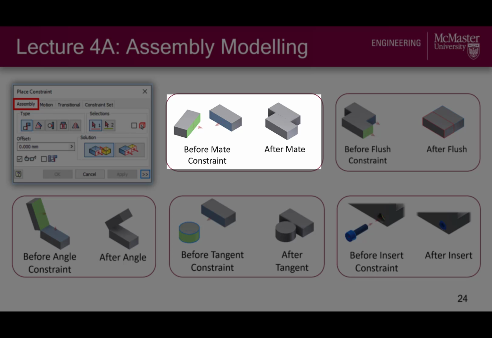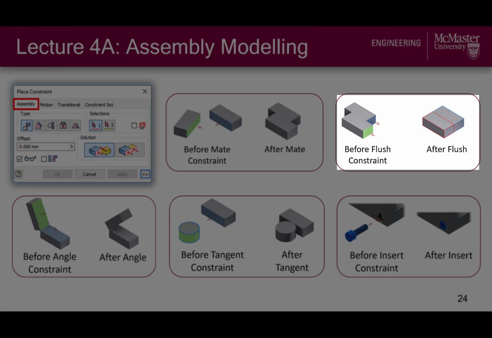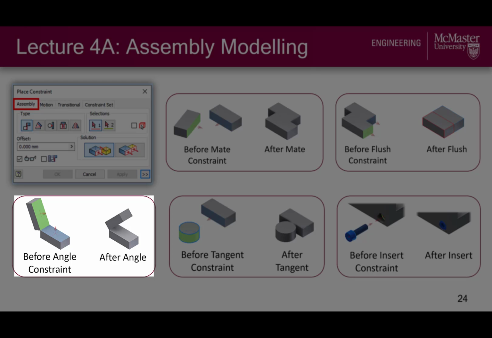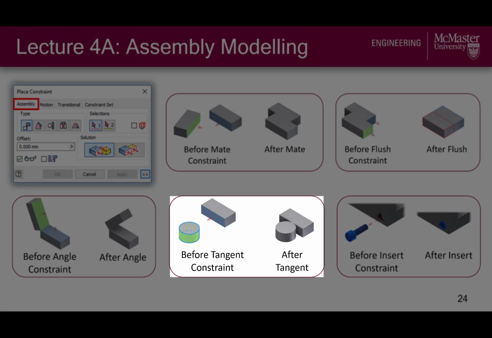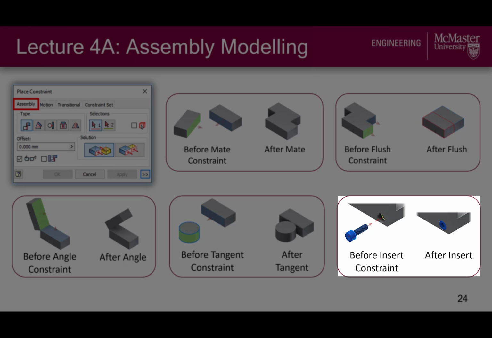The mate constraint essentially sticks 2 faces together with their normals pointing in opposite directions, and this constraint can also be used to align part axes with each other. The flush constraint aligns 2 surfaces so that they resemble one continuous surface, and the angle constraint allows us to specify an angle between 2 faces. We also have the tangent constraint to make the curved or planar face of one part tangent to that of another. And finally, there's the insert constraint, which is really just a combination of the axis-axis and face-face mate constraints that is especially handy when inserting a bolt, pin, or screw into a hole, and it also gives us the option to lock the rotation of the inserted instance as well.